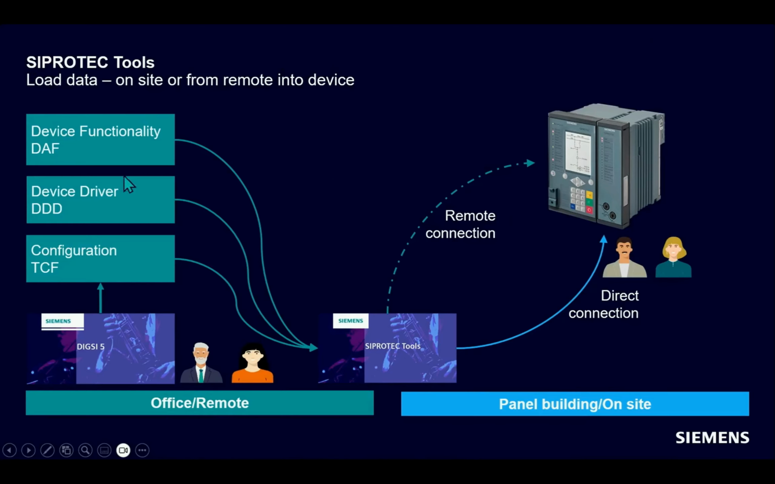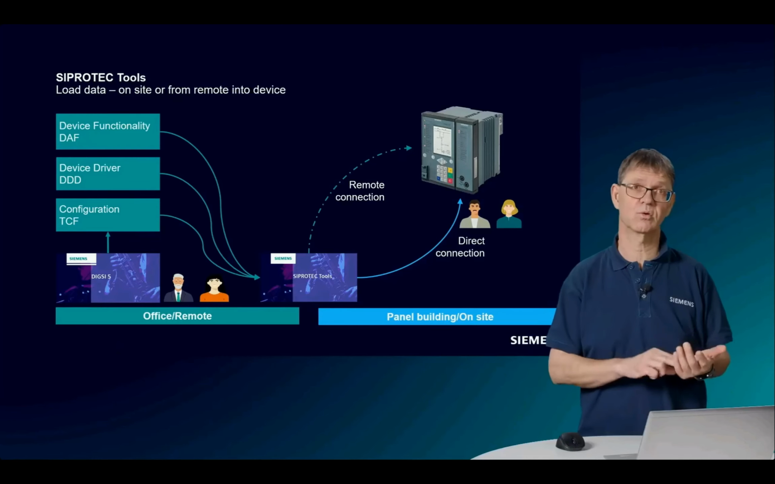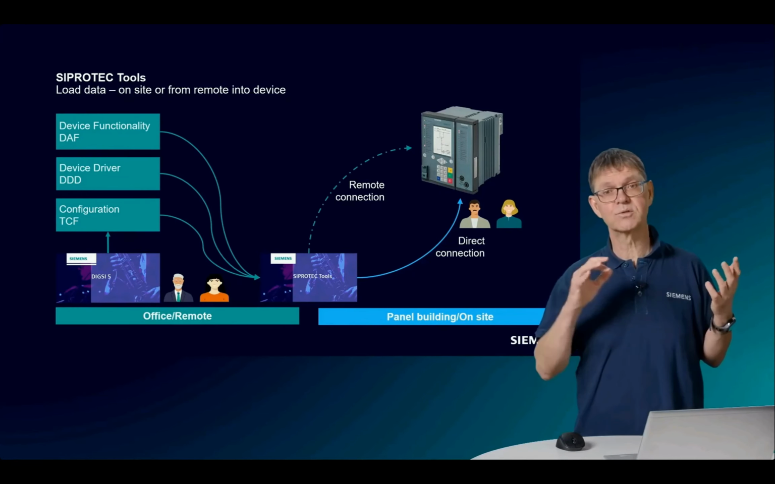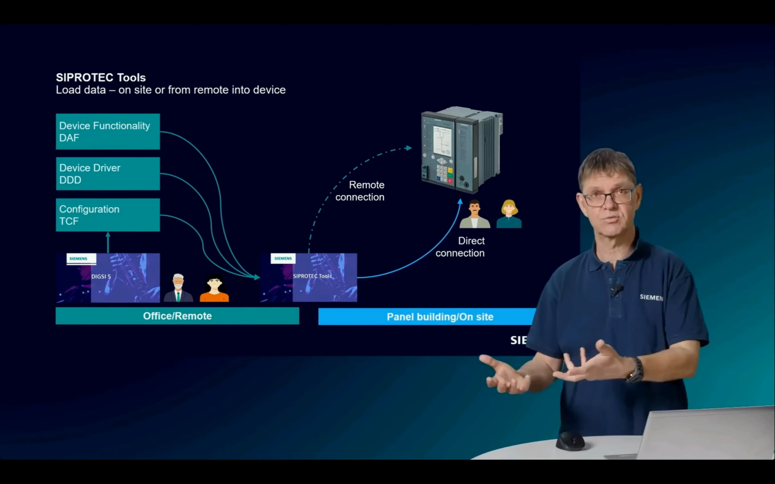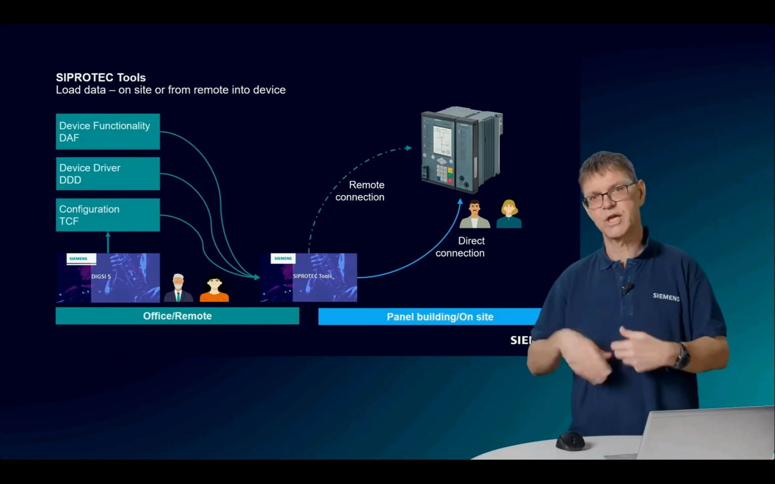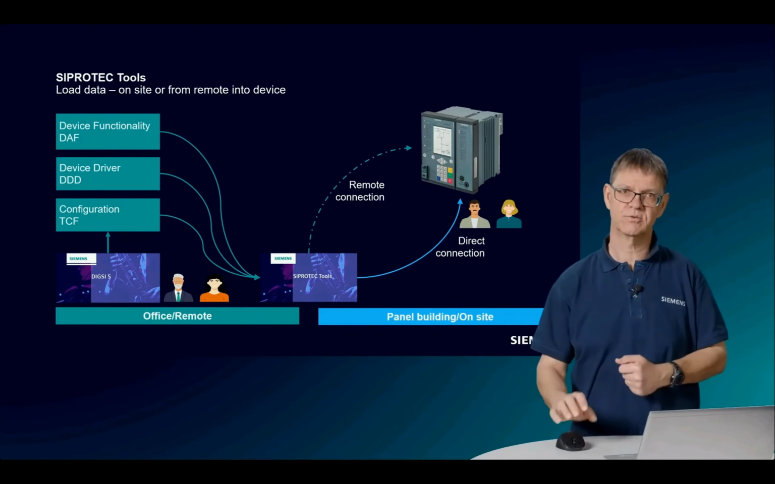If you have the device driver of the relay, you can upgrade the device firmware. And if you get a configuration from someone from DIGSI, a so-called TCF file, you can also use the SIPROTEC Tools to load this TCF file into the relay, so to change the configuration of the relay, basically.